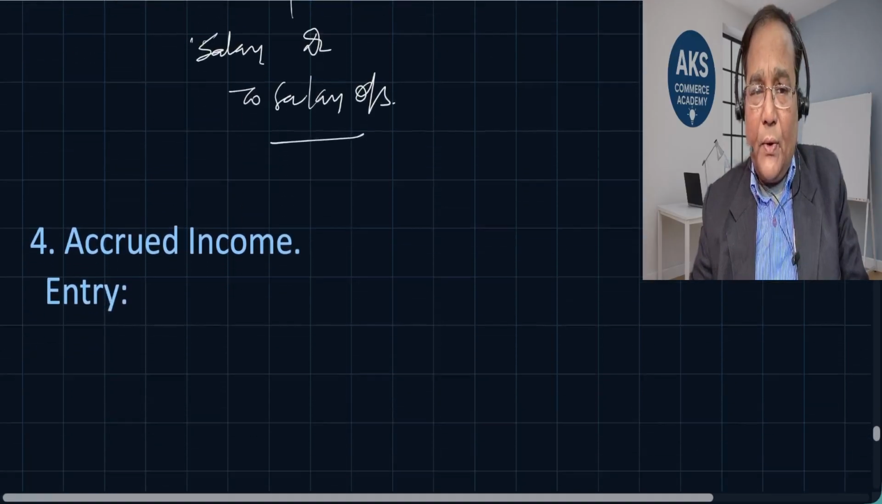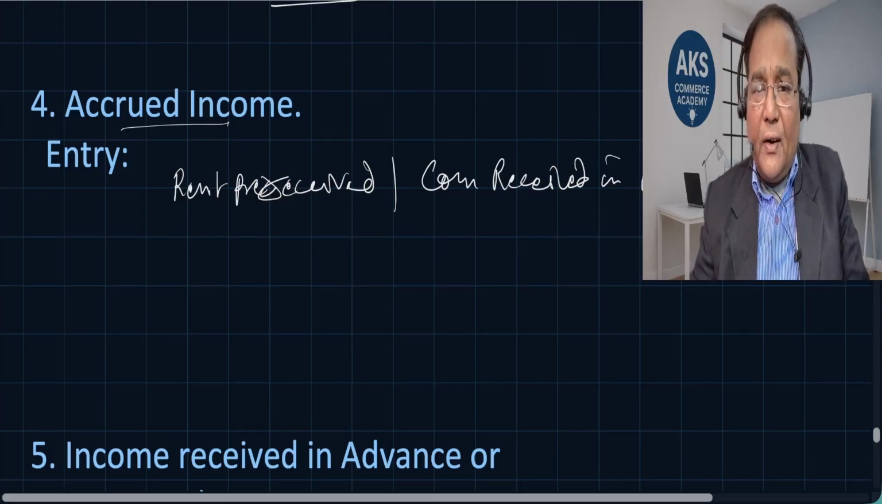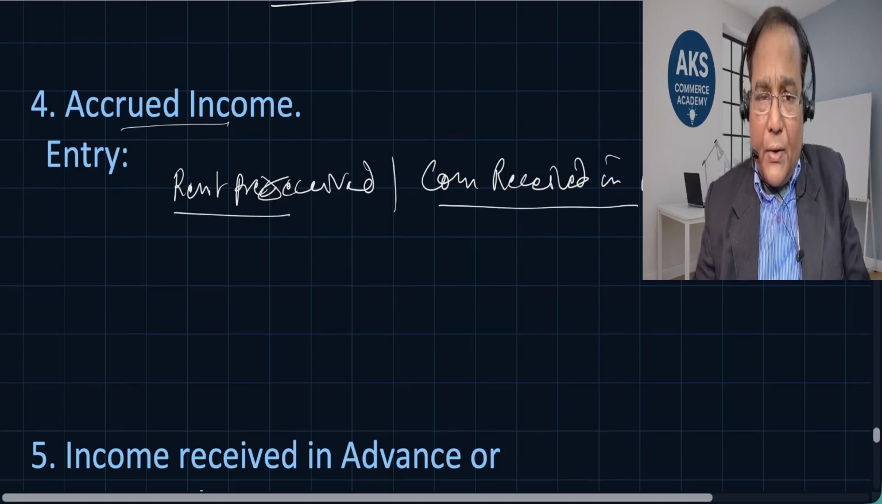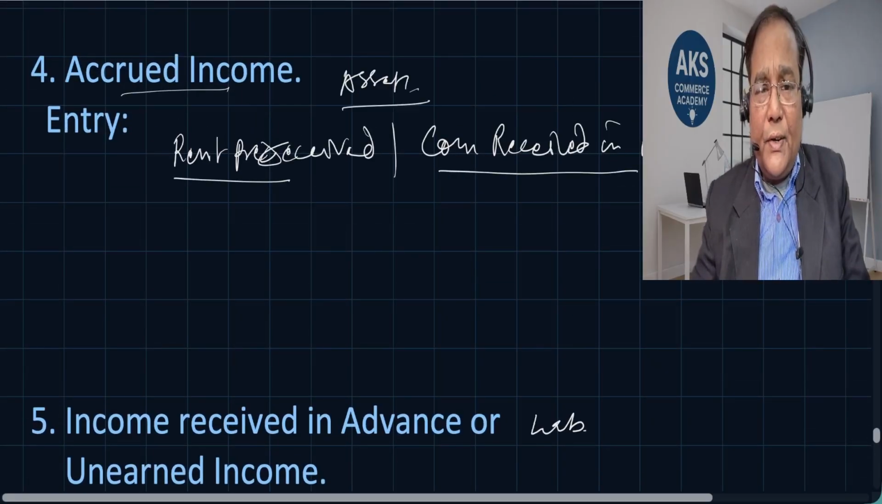All right. Next one, accrued income: earned but not yet received. So if we have income which is earned but not yet received, or commission which is earned but not yet received, what entry are we going to pass? This is accrued income, and earned but not received is an asset. So it is receivable.